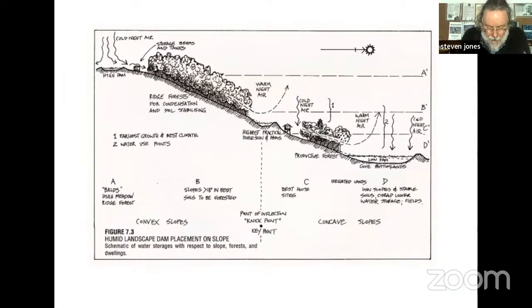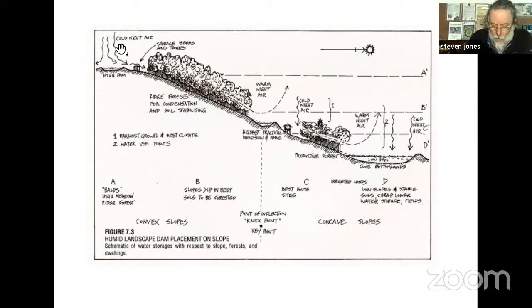So this is a humid landscape we're looking at on a slope, and we've got 3 dams placed on this. And this is sort of an exploration of slope, altitude, and a few thoughts about how cold air and warm air might move across our landscape. We might have high meadow up at the top on the hilltops. So we might be able to take our animals up there in the spring.